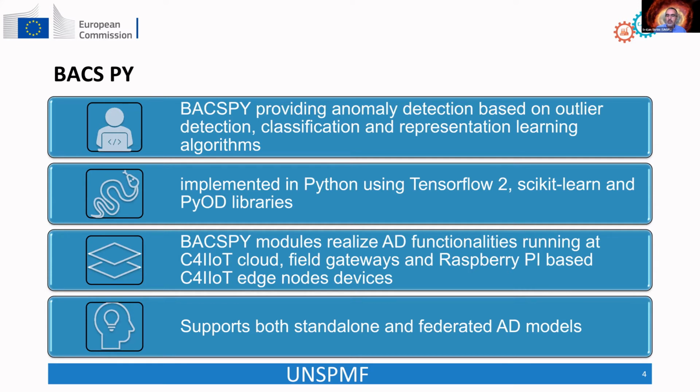It has a bunch of machine learning methods normally used for anomaly detection, like elliptic envelope, local outlier factor, one class support vector machine, isolation forests, K nearest neighbors, and so on. At least 8 or 9 of those methods are implemented here. And yes, it supports both standalone and federated anomaly detection models.